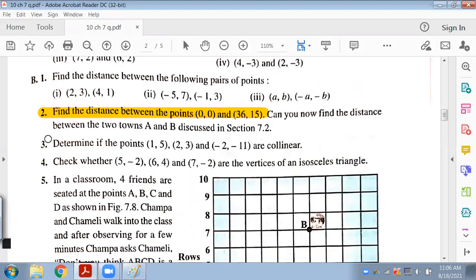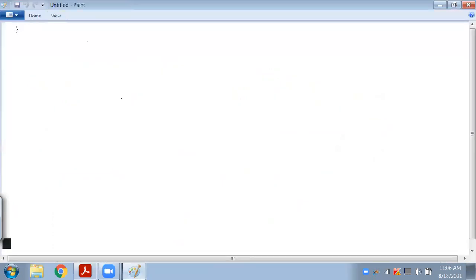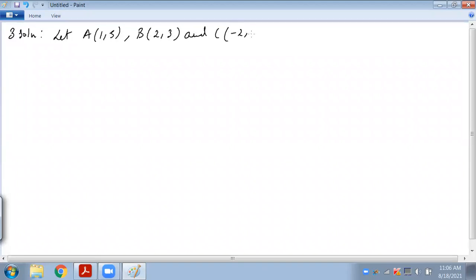Okay, next we'll see question number 3. Determine if the points are collinear. Now we have 3 points. We'll take the 3 points as A, B, C, and we have to tell whether they are collinear or not. The word collinear means they lie on the same straight line. Let A be 1, 5, B be 2, 3, and C be -2, -11, be the given points.